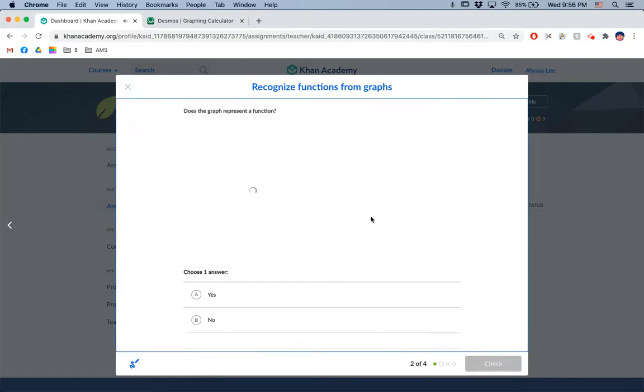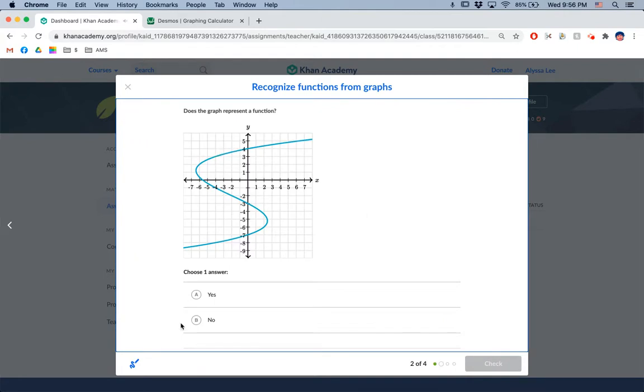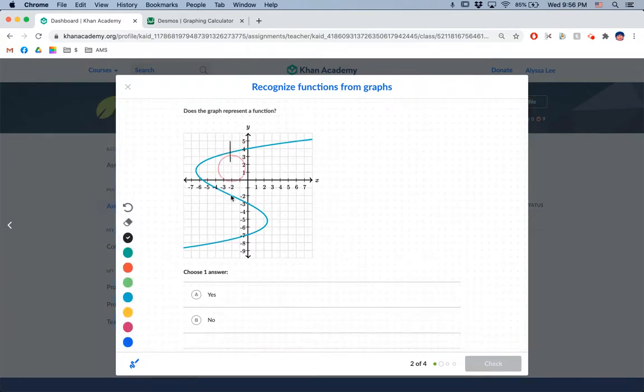Let's just do one more real quick. This one's crazy. If I draw a vertical line anywhere, right, it's going to hit multiple places. So that's already a no. Okay.